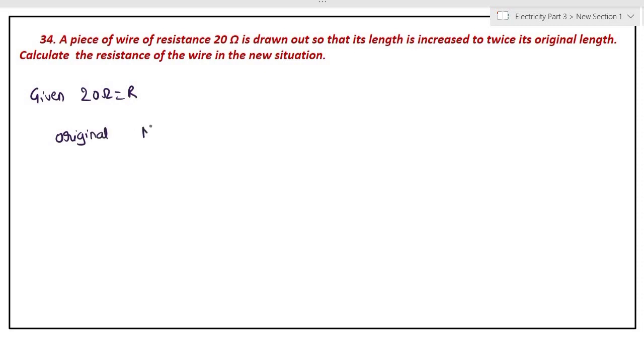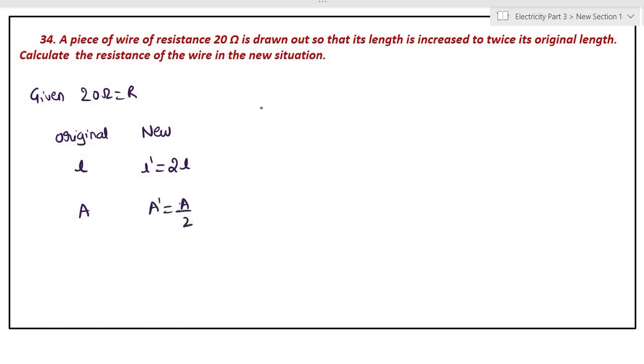The new length L dash is equal to 2 times the original length L. If the original length is L, the original diameter is D, and the original area of cross section is A, then the new cross sectional area A dash is equal to A by 2.